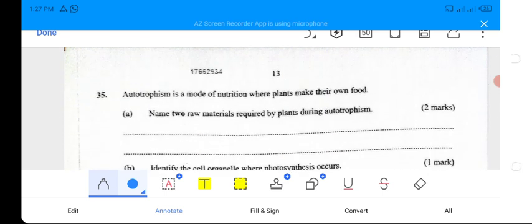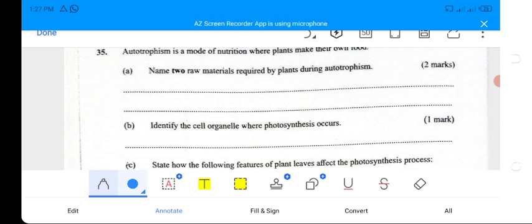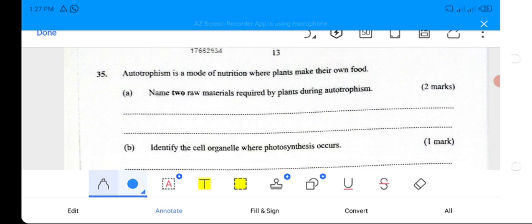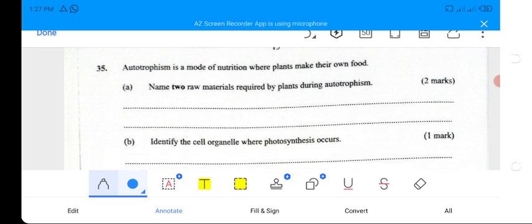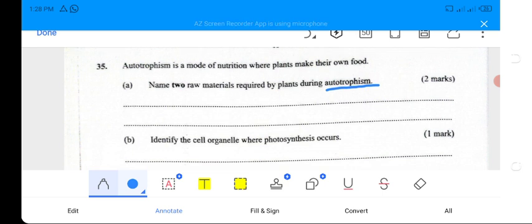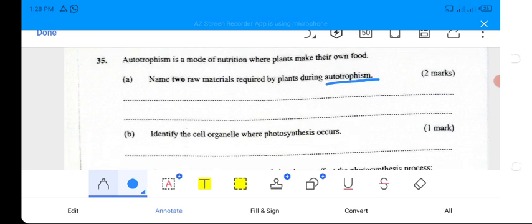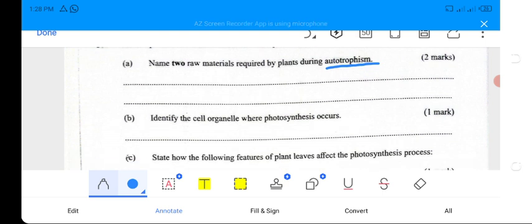The next question, which is question 35. Autotrophism is a mode of nutrition where plants make their own food. Name 2 raw materials for autotrophism. So autotrophism is a mode of nutrition where living organisms make their own food. Under autotrophism, we get photosynthesis. Photosynthesis is the process by which green plants make their own food in the presence of sunlight. So when they say name 2 raw materials required by plants during autotrophism, basically they want us to give the raw materials for photosynthesis.